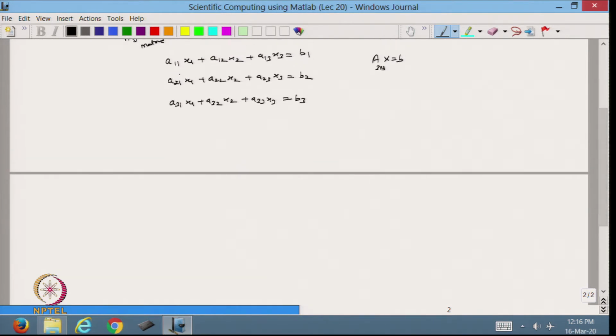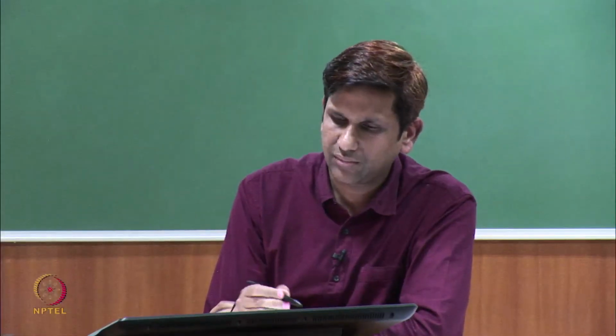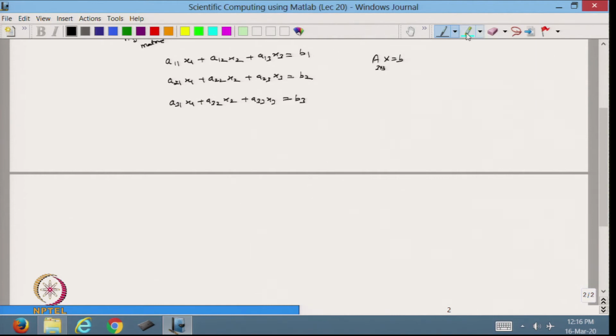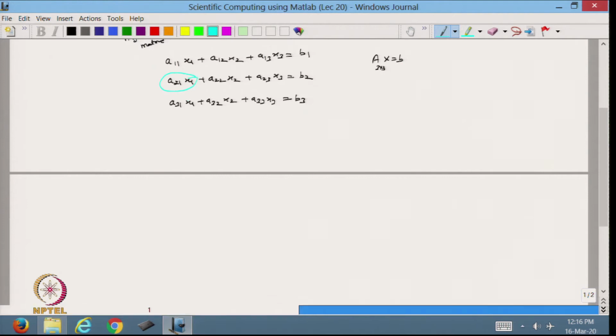Now, what do I want to do? I want to reduce this into an upper triangular matrix. So, I want to make this element 0, and this element, this one I want to make 0, because only then will you be able to get the upper triangular matrix. So, let us start with this one. Step 1.